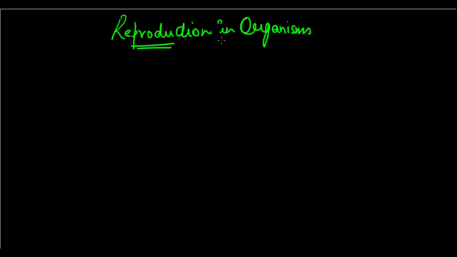And today we will be continuing the chapter Reproduction in Organisms for the 10th standard. We will be continuing our course on asexual reproduction. We were discussing asexual reproduction in the last video, but we were left with two more forms of asexual reproduction. So we'll be continuing this unit in this video.